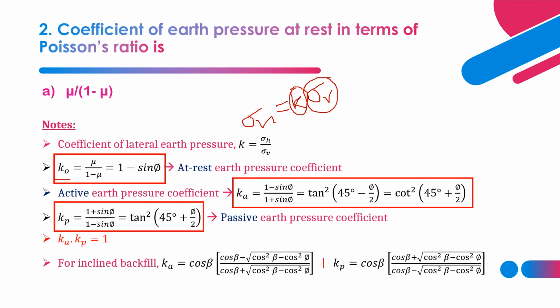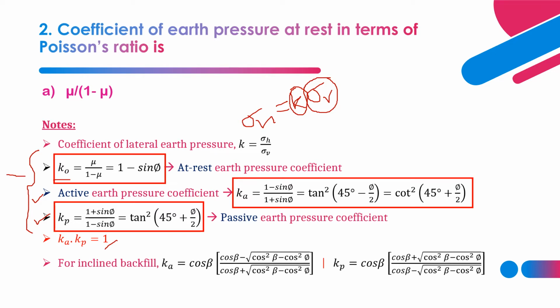Next, move on to the passive earth pressure coefficient. That is nothing but K suffix P. That is the reciprocal of the active earth pressure coefficient. That is 1 plus sine phi by 1 minus sine phi, or we can say tan square 45 plus phi by 2. So this is the passive earth pressure coefficient. That means the active and passive earth pressure coefficients are reciprocal to each other. So that's why the product of active and passive earth pressure coefficients is always 1. So these are applicable when the backfill is straight.